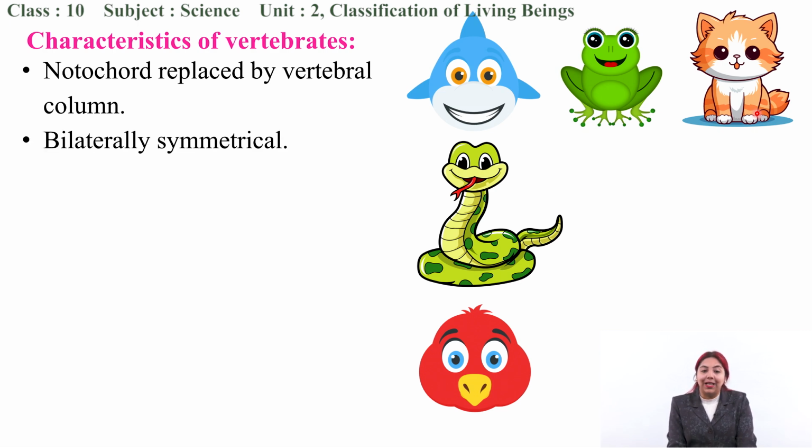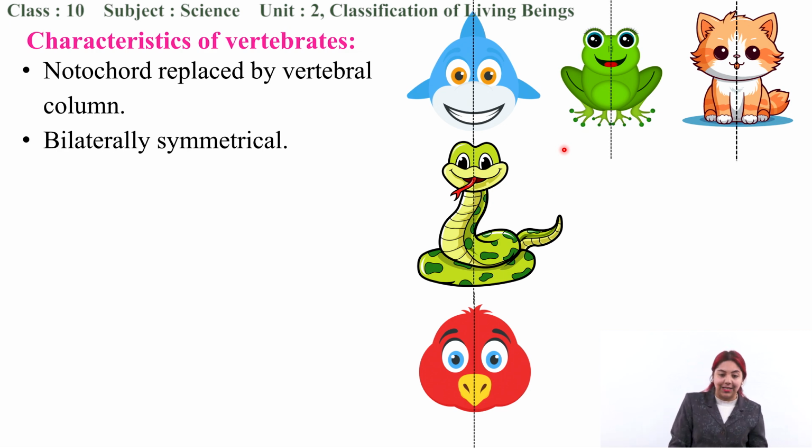They exhibit bilateral symmetry. Now you can see here in the case of Pisces also, we can divide the organism into 2 mirror images through one plane. So they have bilateral symmetry. In the case of frog also, in the case of mammals, in the case of reptiles, and in the case of aves as well.